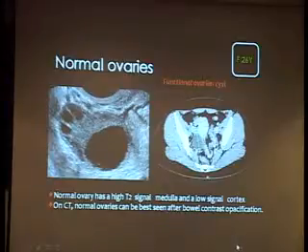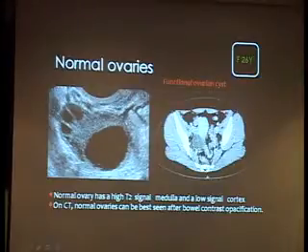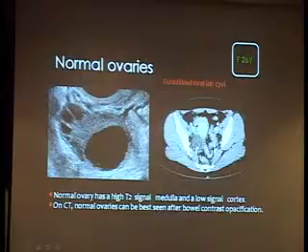Then the cyst in the ovary in the range of 2 to 3 centimeter in diameter is considered as a follicular cyst, and it will show clear water content and the hypoechoic appearance on the ultrasound, and homogeneous hypodensity on CT scan.